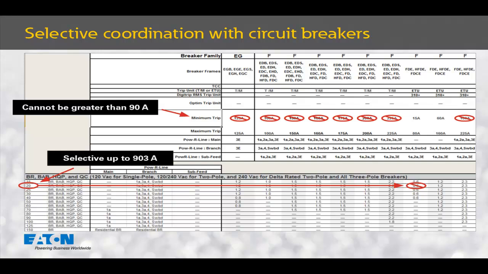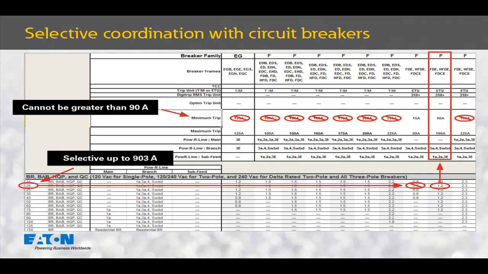This is not acceptable. It does not exceed 903 amps. The second circuit breaker is the 160 amp frame F-frame device with an electronic trip unit that can be adjusted down to 60 amps. This pair selectively coordinates up to 1200 amps, and it exceeds the 903 amps necessary, so it's a good selection.